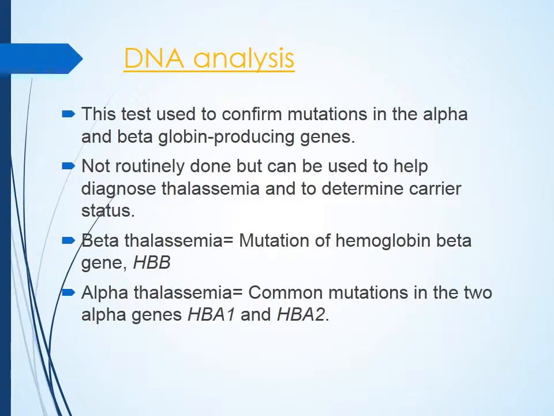Each person has two copies of each of these genes, called alleles, in their cells, one from their mother and one from their father. These genes govern alpha globin production, and if mutations lead to functional loss of one or more alpha genes, alpha thalassemia occurs.